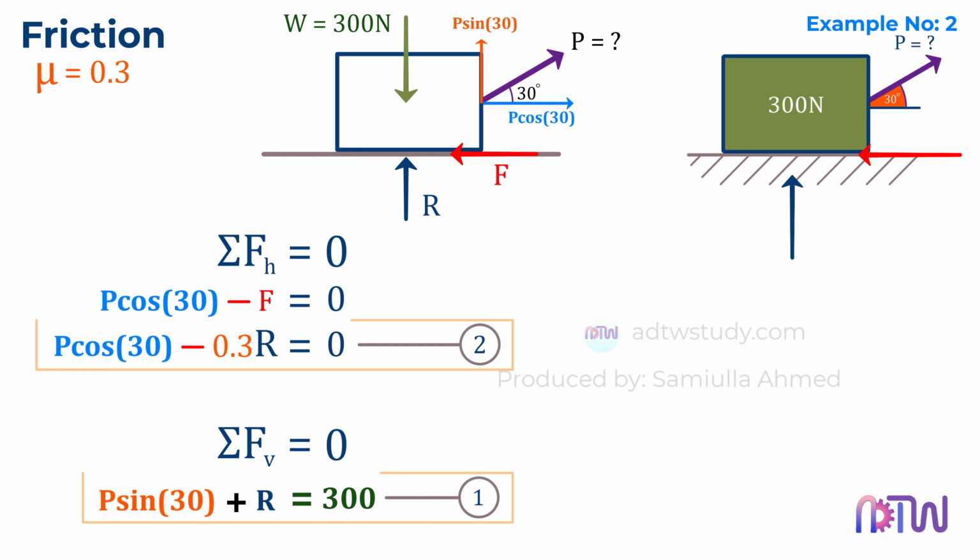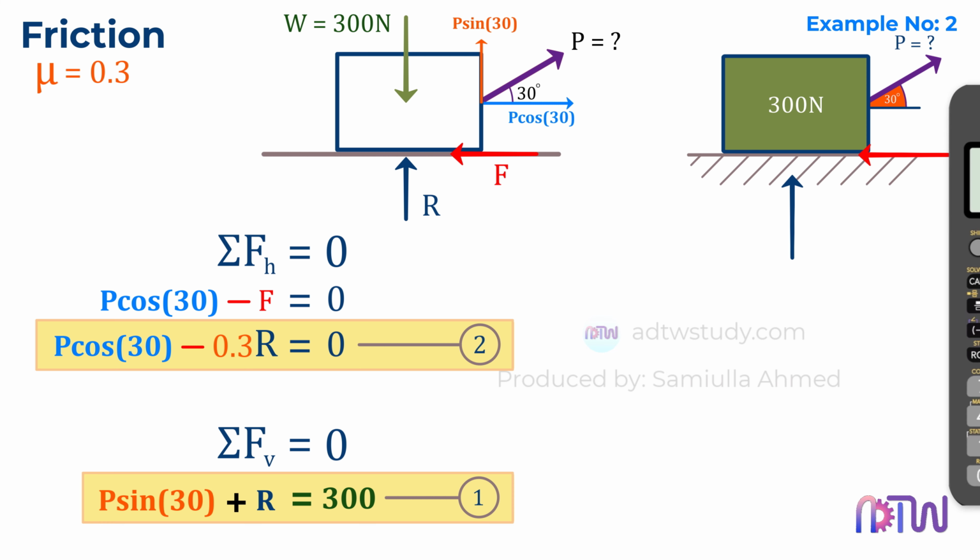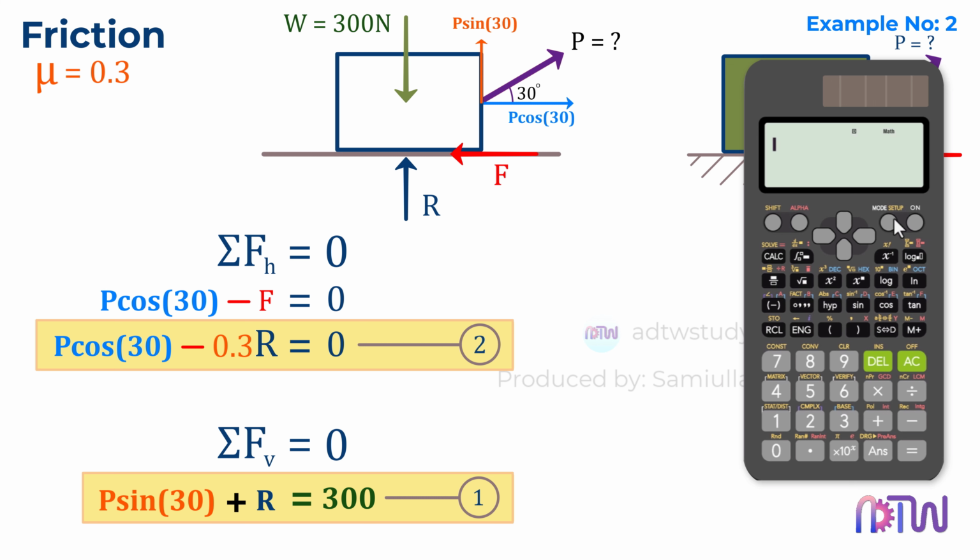We now have two equations that we can solve to find the values of P and R. To solve these equations, we can do it manually or use a calculator. Let's use a calculator. Click on the Mode button, select the option for equations, and choose the type for linear equations. Enter the values in the correct order: P sine 30 first, followed by R, and then the constant term. Put the values in the calculator.